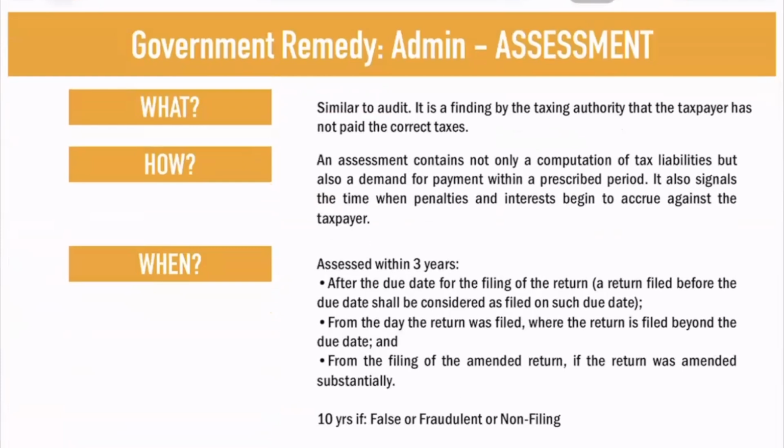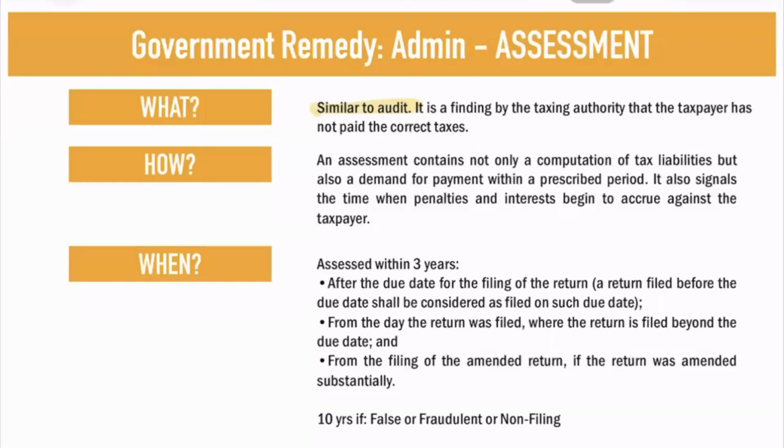An assessment is similar to an audit. It is a finding by the taxing authority that the taxpayer has not paid the correct taxes. As a rule, assessment is the official action of an officer, authorized by law to ascertain the amount due. That is through giving notice to the taxpayer requiring him to pay whatever is the deficiency tax. Whenever we talk about assessment, this is already initiated by the BIR.